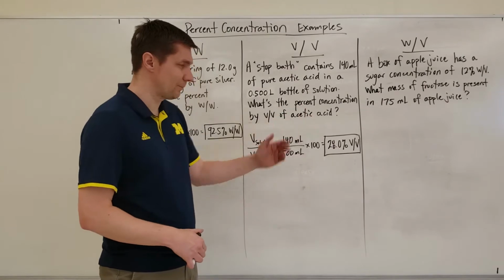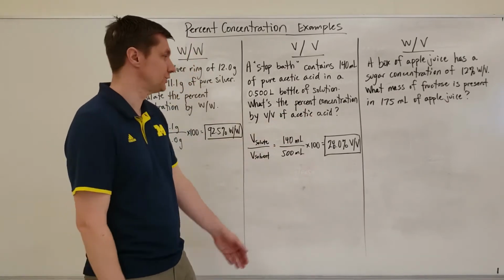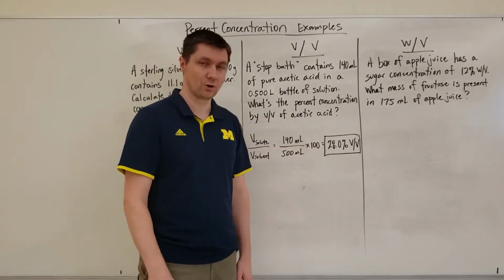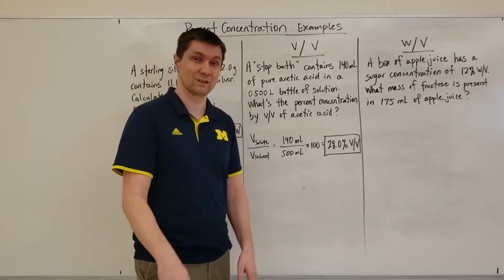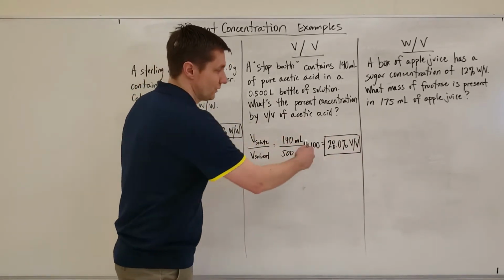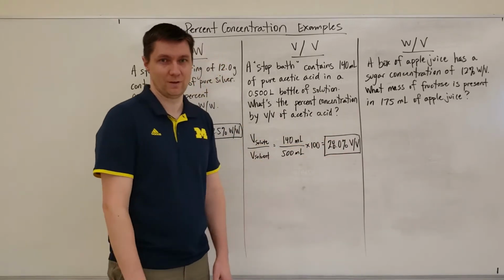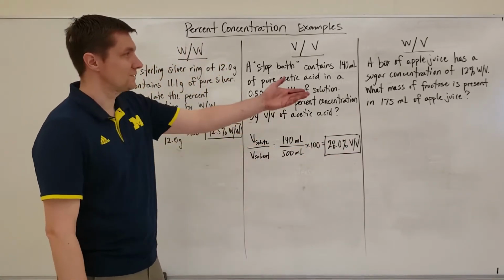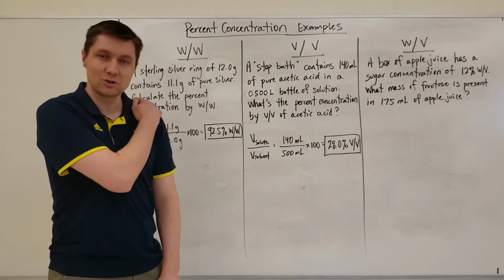And then you multiply that by 100 again to get your percentage, and you end up with 28.0. The 0.0 is important because of significant digits again, volume to volume. And so then there's my expression of my answer there for that one. Now this last one right here is a little bit of a twist.